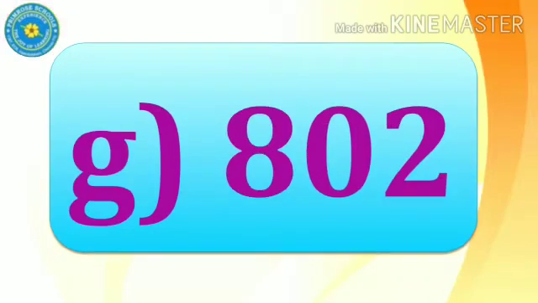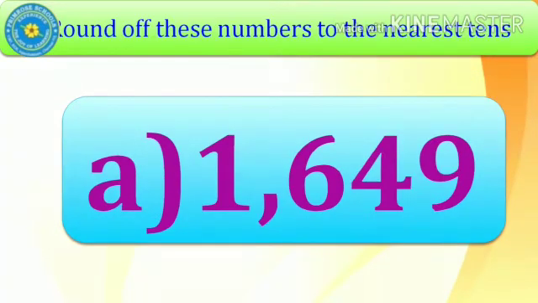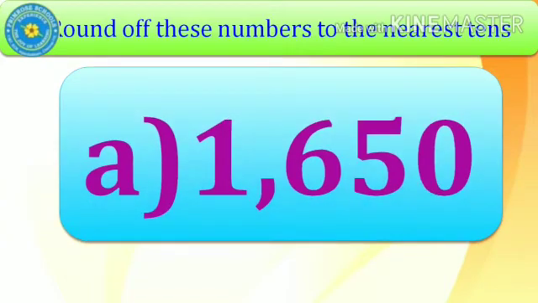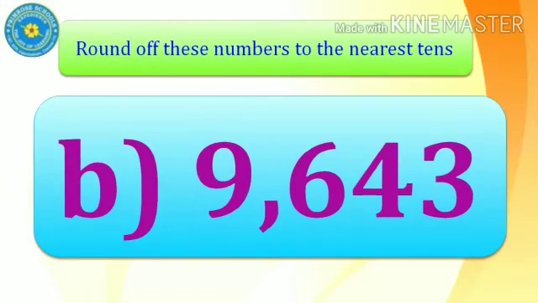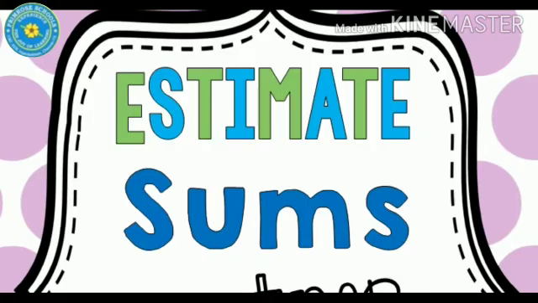Next, let us go to part G. 802 has been rounded off to 800. Then second question, A part, 1649. This can be rounded off to 1650. Very good. 2B, 9643 can be rounded off to 9640. Very good. Now we are going to find or estimate the sums.